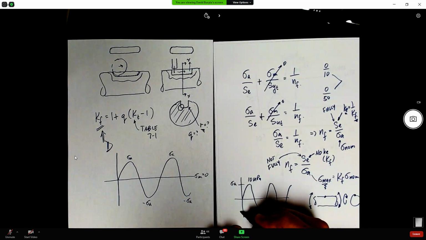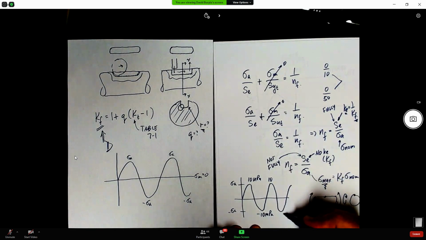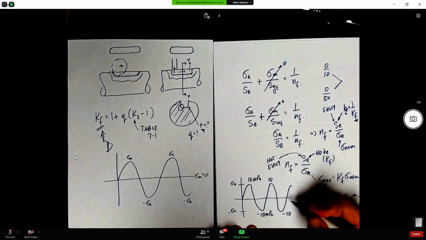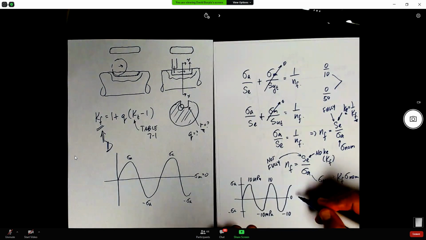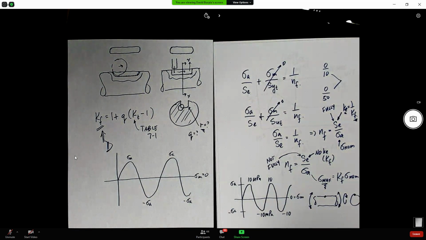This would be minus 10 megapascals. Okay, and then it sees 10 again, and then it sees minus 10 again, right? So this is the alternating component. It's alternating about zero, and this is the mean component. Okay. All right.